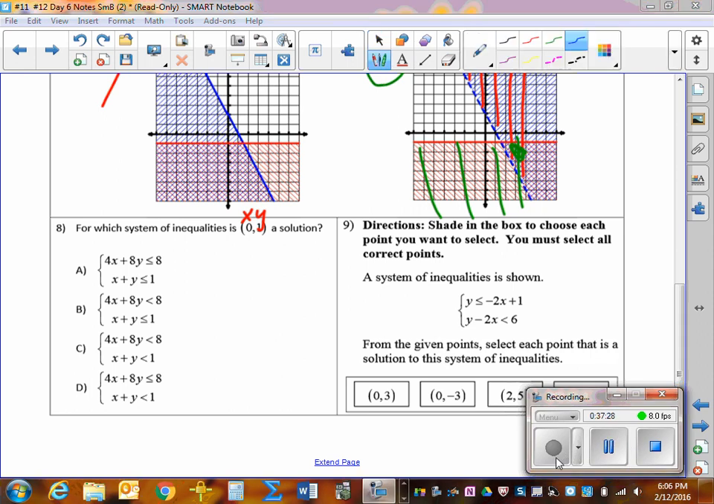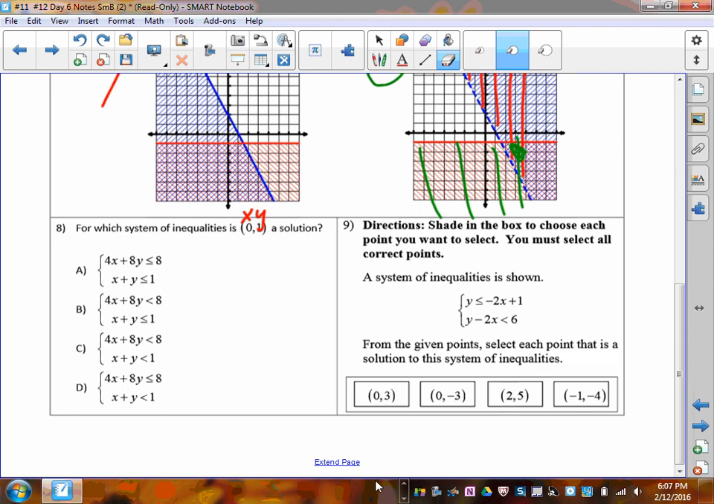Okay, so like we said for number 8, just put in 0 for x and 1 for y. Then you want to find out which of these actually makes a true statement. If I put in 0 for x, that makes my x 0, and then that would give me 8, which is indeed less than or equal to 8. And 1 is indeed less than or equal to 1. So you find right away that A is your answer. It is good, though, to make sure you go through and check the other ones, just in case you might have made a mistake there.